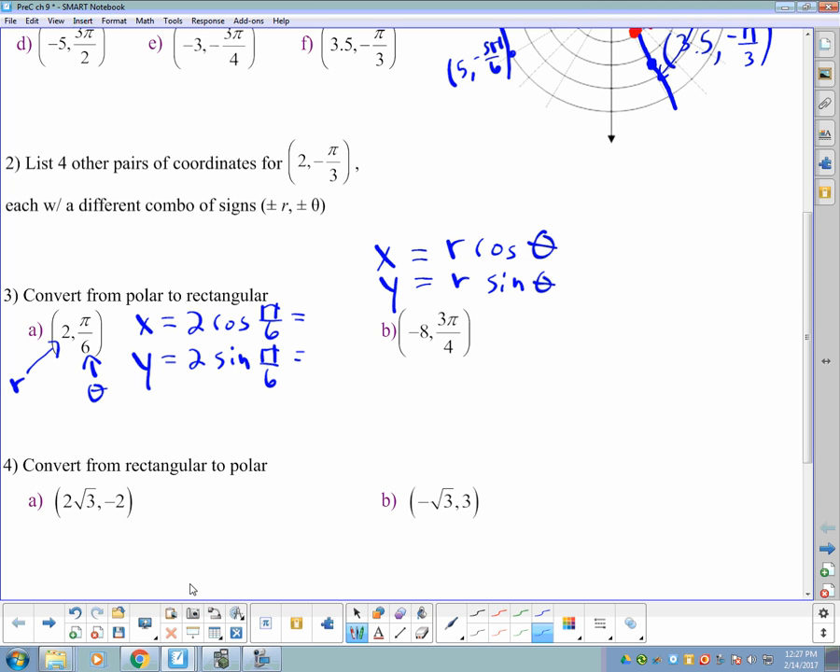So what is my x coordinate that's equivalent to 2 comma pi over 6? We have 2, and then cosine of pi over 6 is actually root 3 over 2. So it's not 2, but root 3. And then 2 sine of pi over 6 would be 2 times 1/2, which equals 2. So we've just taken a polar coordinate and changed it to rectangular.